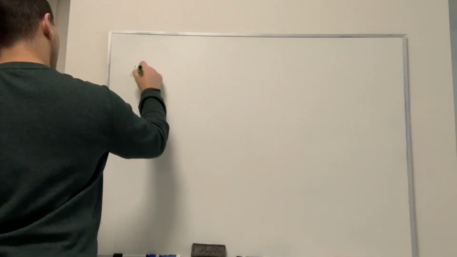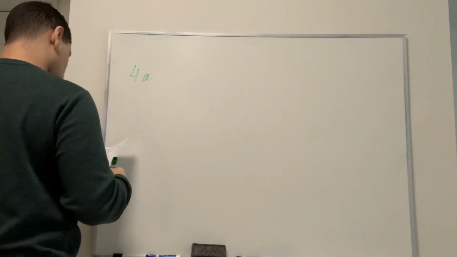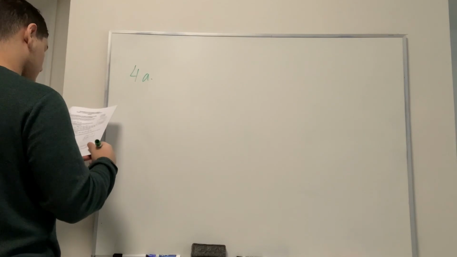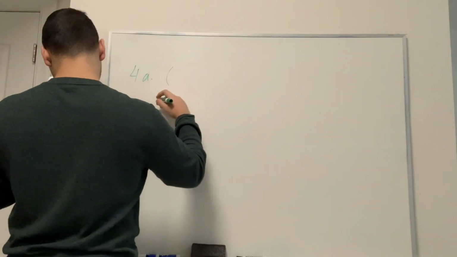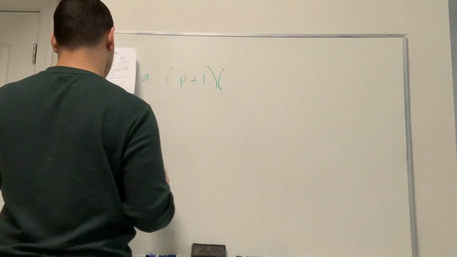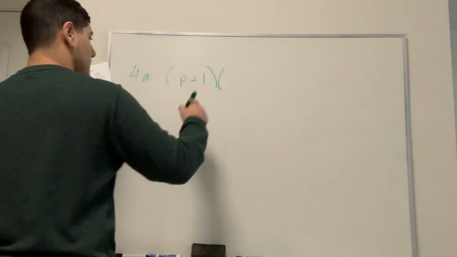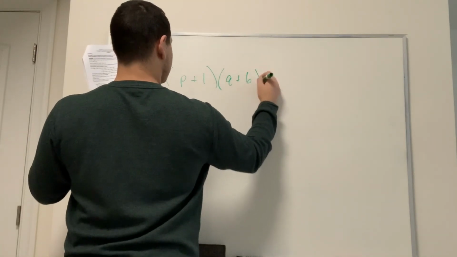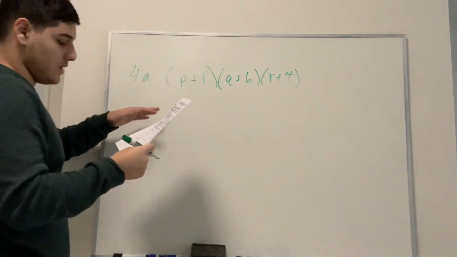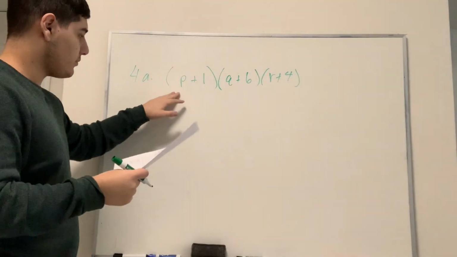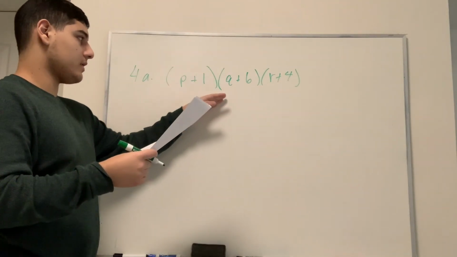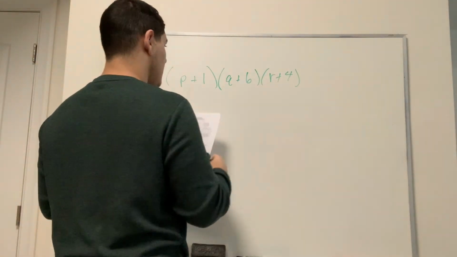So for A, here we're given a three-dimensional shape, and we're asked to find the volume. So the multiplication is P plus 1, I believe that's a 1, I can't really tell. Yeah, it is. Times probably Q plus 6 times R plus 4. So you're multiplying the height, P plus 1, times the width, Q plus 6, times the length, R plus 4.